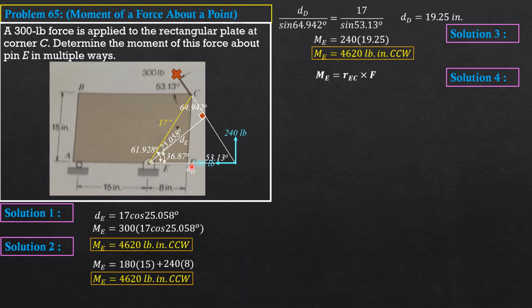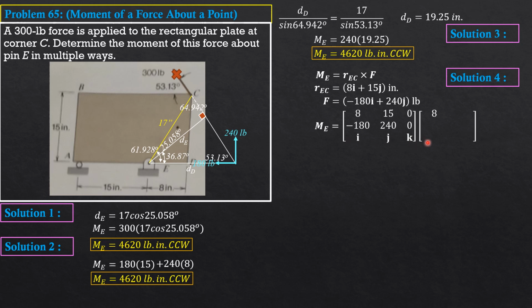moving rightward and upward. So REC is 8i, this is the x-axis, then y-axis, 8i plus 15j, REC. Then the force in vector form is negative 180i plus 240j. Then arranging in the cross product approach, the basket method, components of REC, components of the force, i, j, k unit vectors, copy the elements of the first two columns, then apply the basket method.